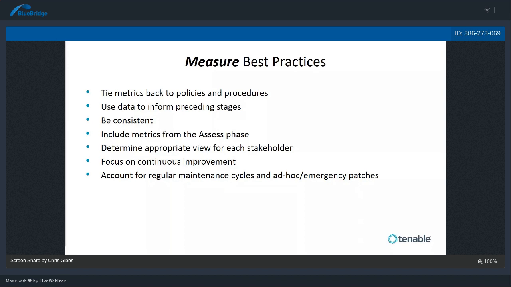And then just be prepared to handle maintenance cycles, ad hoc patching, where required. Don't always rely on a certain day for patching. If you need some flexibility, be able to do it. It's important.